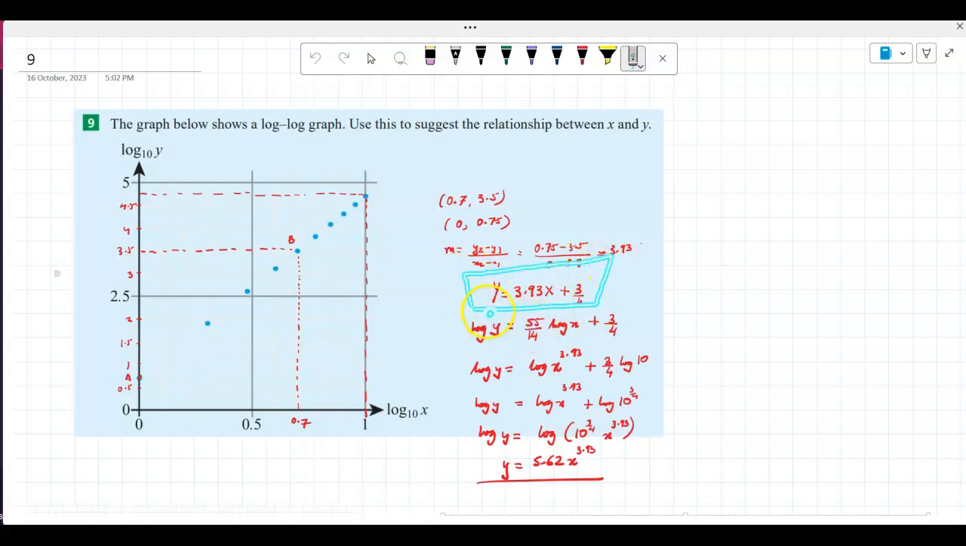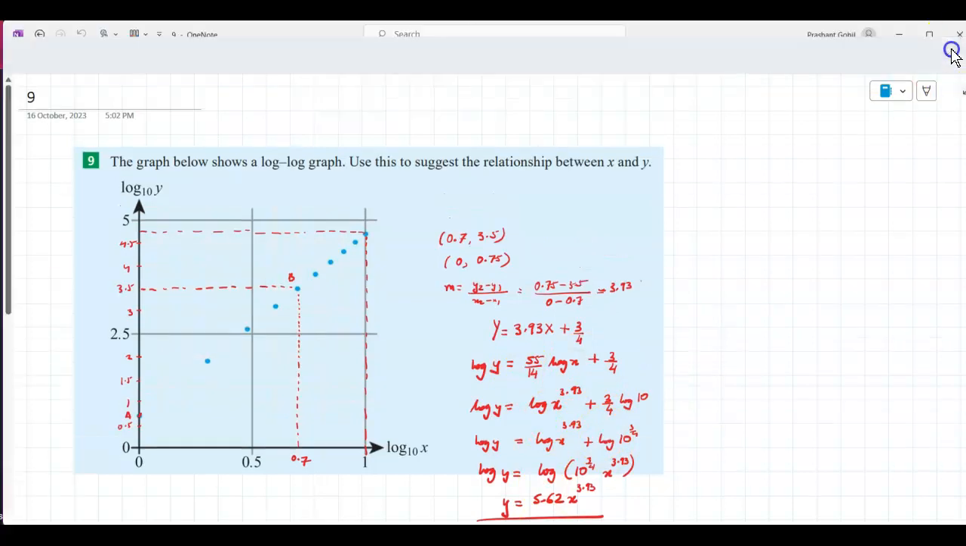But your y-axis is having log y, so replace this as log y. Correct? Your x is having log x. Okay, and then you substitute. You just combine it. This is one way of doing it.